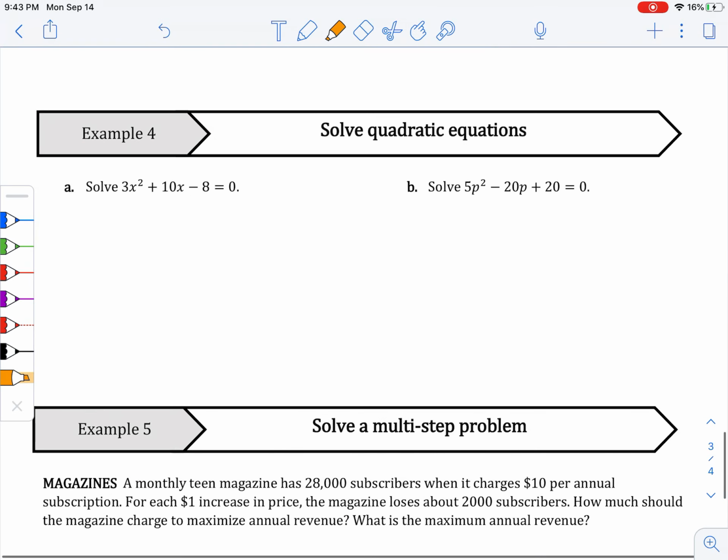Example 4. So don't forget, our whole goal here is to actually solve these quadratic equations. And by solving, we're saying we're finding the roots or the solutions or the x-intercepts or the zeros.